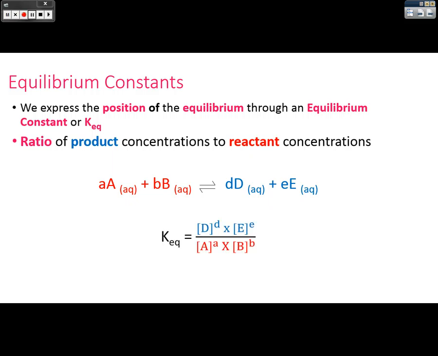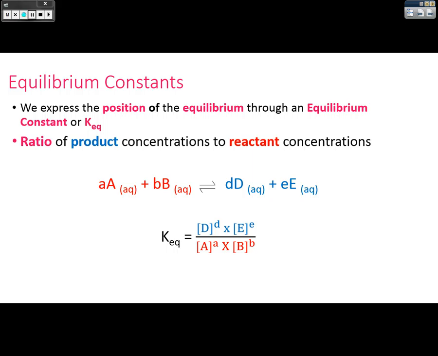the equilibrium constant is the concentration of products raised to their moles, or their coefficients, that's the word I'm looking for, over the concentration of the reactants raised to their coefficients. So it's the concentration of D raised to d times the concentration of E raised to e, over the concentration of A raised to a times the concentration of B raised to b. So this is going to make more sense when we actually do an example, but I wanted to show you the idea of an equilibrium constant.